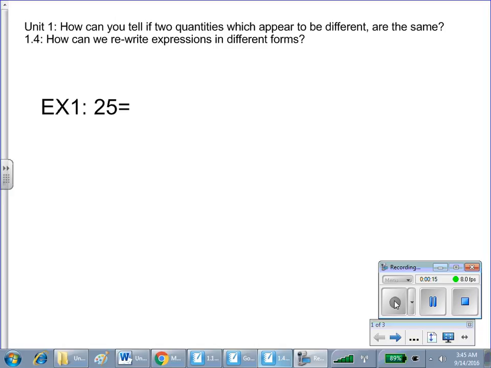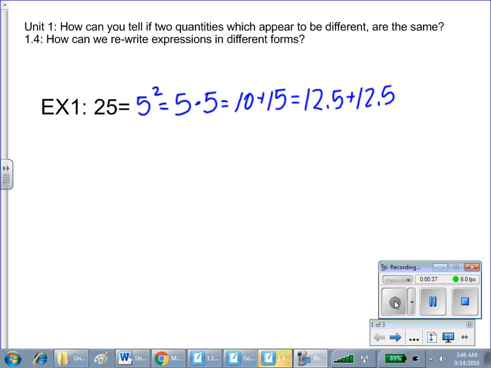So, for example, 25 can be rewritten as 5 squared. It could also be rewritten as 5 times 5. It could also be rewritten as 10 plus 15, or 12.5 plus 12.5. So if you notice, there's all these different structures or ways we can rewrite the number 25. Another one would be 2 times 10 plus 5.